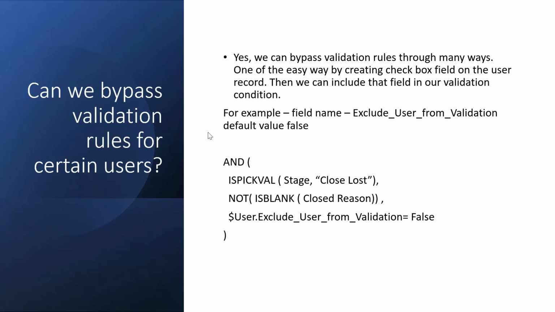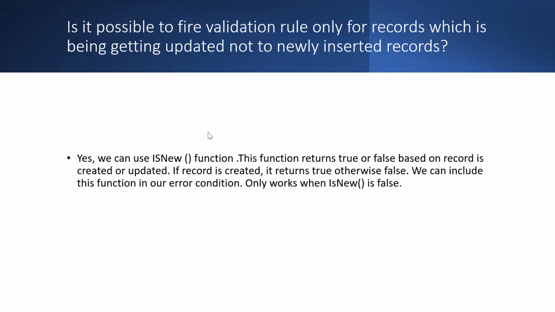and you can keep the default value as false, and you can include that field in your error condition, in your validation condition. So here I have included that field, exclude user from validation rules, and kept the value as false. When all these conditions are true, then only the validation rule will work. So if you want to exclude this validation rule for a certain user, you have to keep the value as true, right?